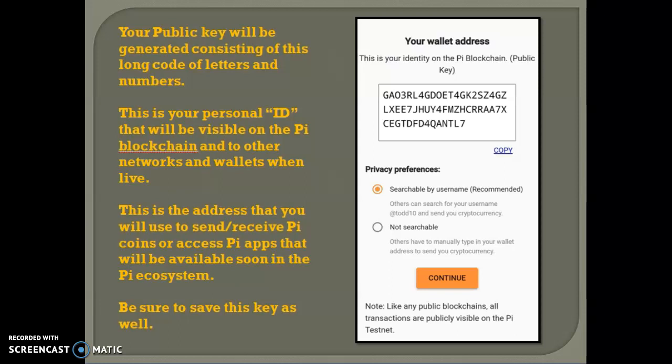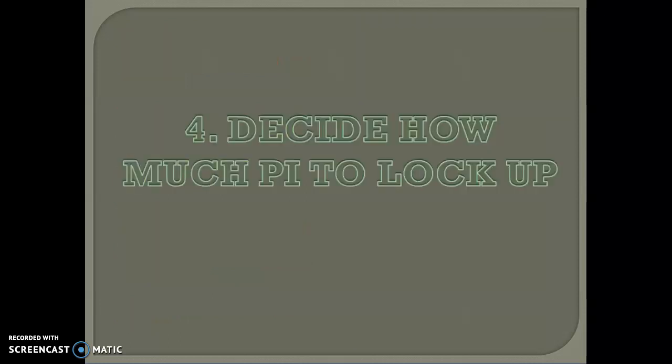Select Searchable by Username, as this will be much easier to remember than that very long code of numbers and letters. The next step in our checklist is to decide how much Pi to lock up. Now, my analogy to this step is like putting your money in a CD or a certificate of deposit and letting it grow for a specific amount of time.